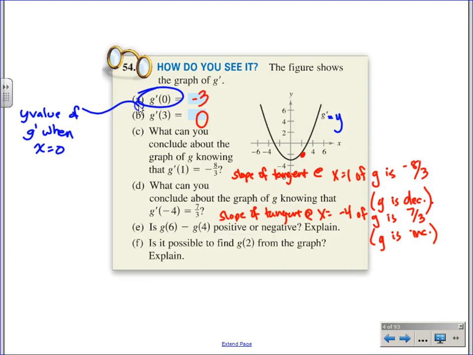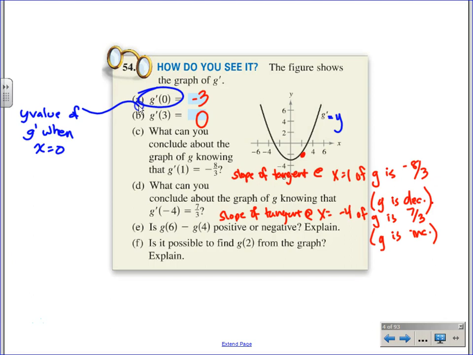Here's something that's kind of tricky. Is g of 6 minus g of 4 positive or negative? Am I allowed to look at the graph and pull out points to actually do this subtraction? Why not? This is g prime. Where's g? Oh, I don't know. He's not here. Somewhere. He's increasing and decreasing. Wait. He's increasing and decreasing. His y's are getting higher or lower.